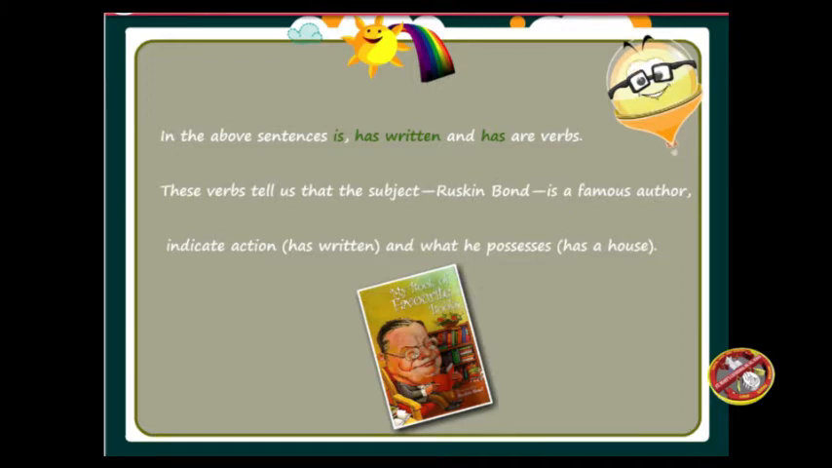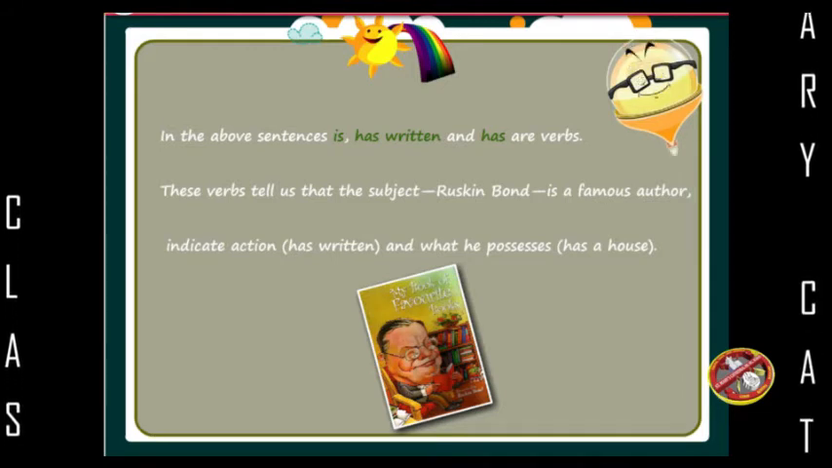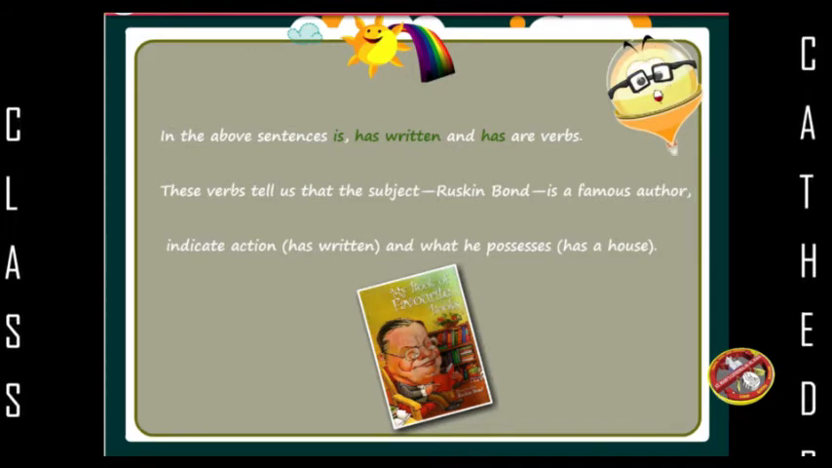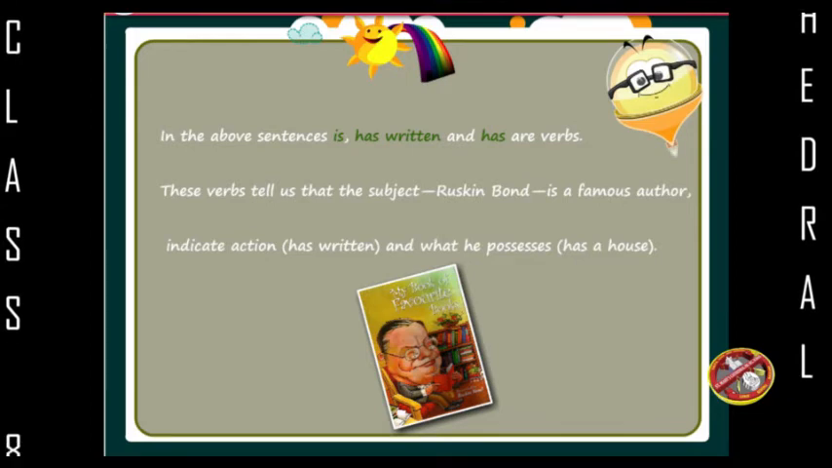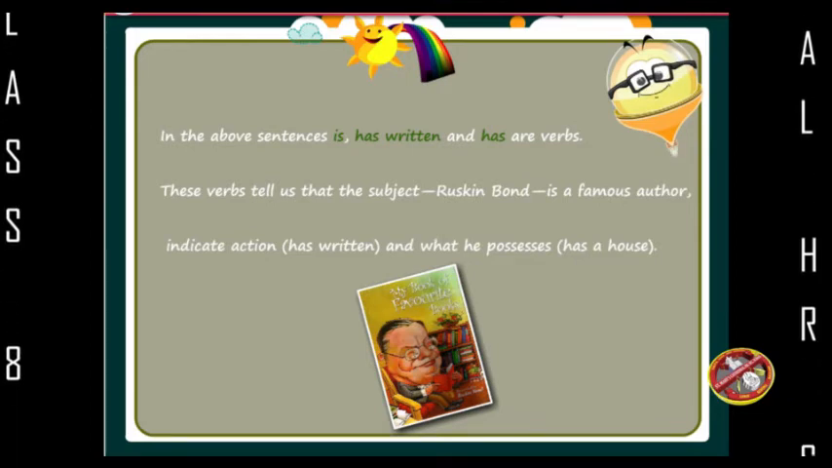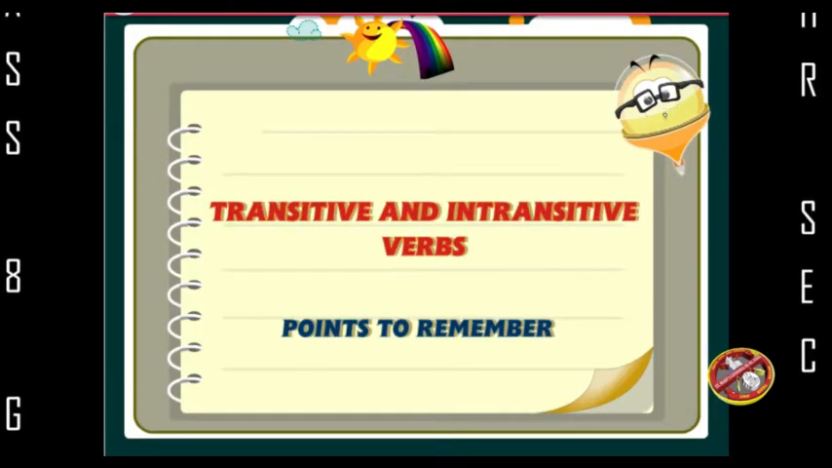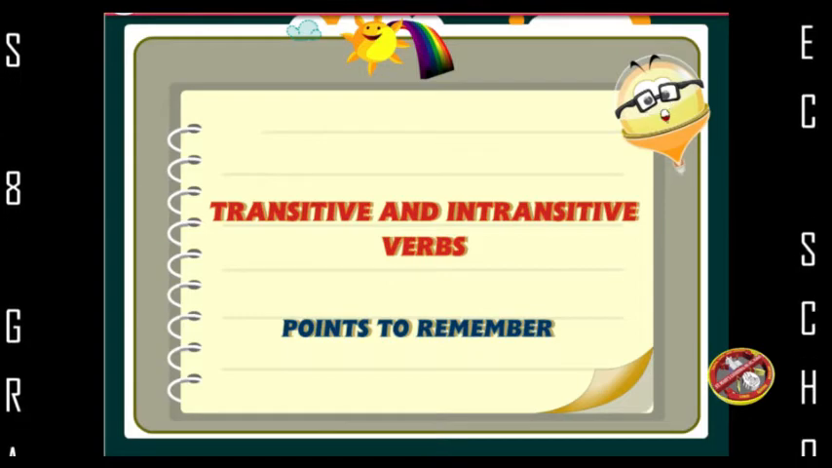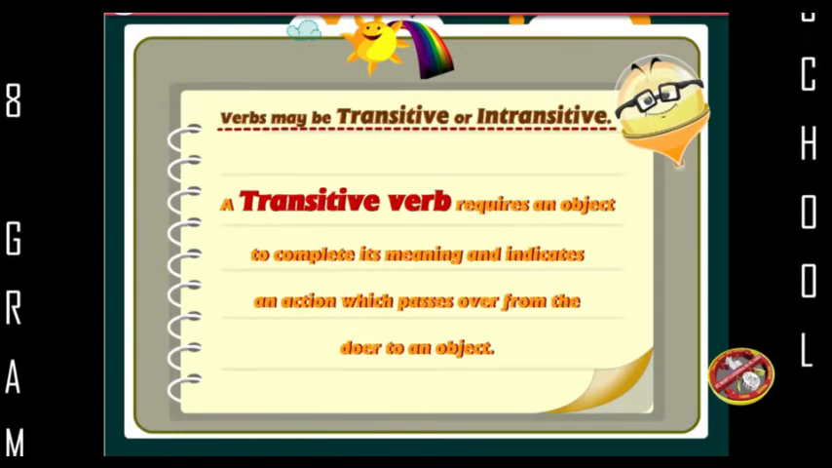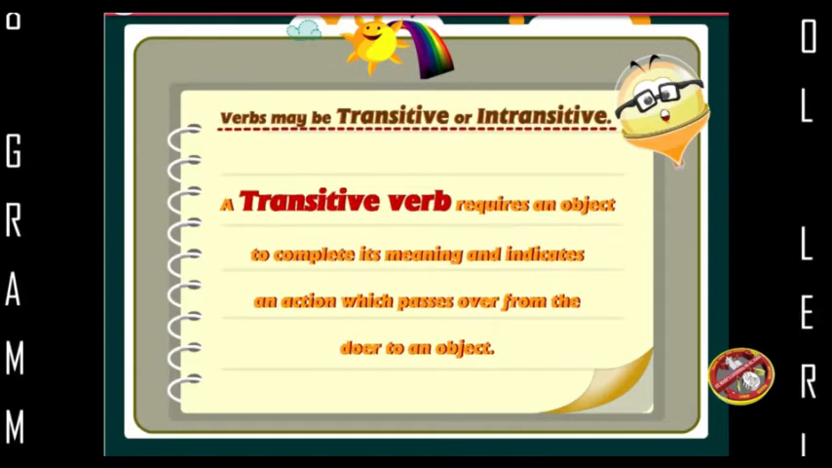These verbs tell us that the subject, Ruskin Bond, is a famous author, indicate action, has written, and what he possesses, has a house. Transitive and intransitive verbs. Points to remember. Verbs may be transitive or intransitive.